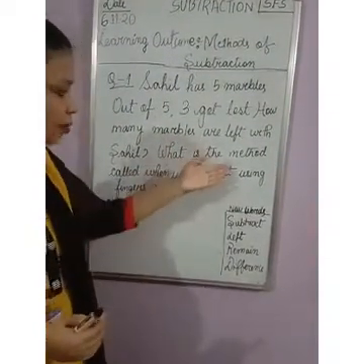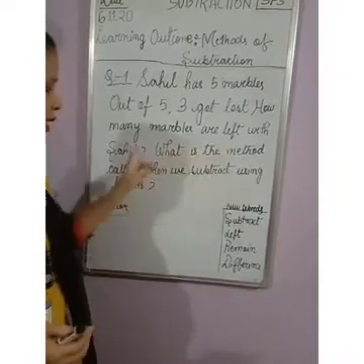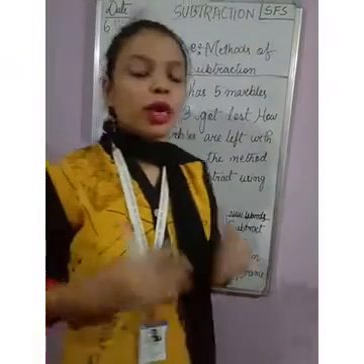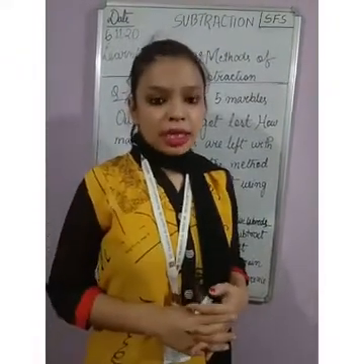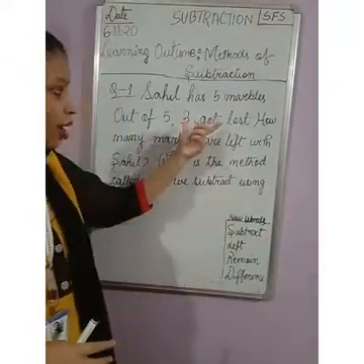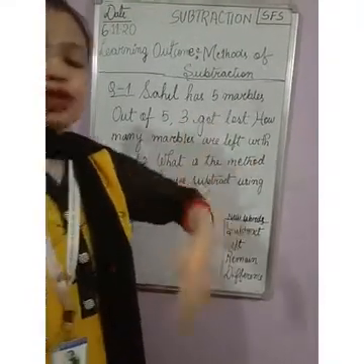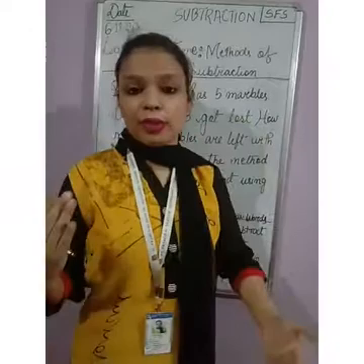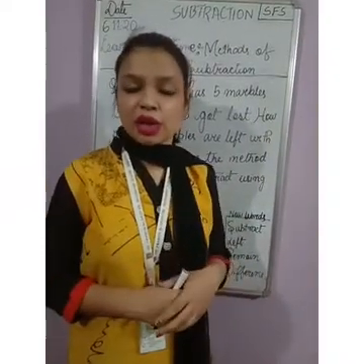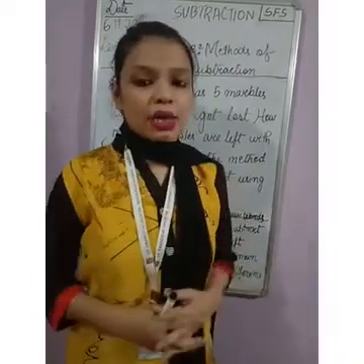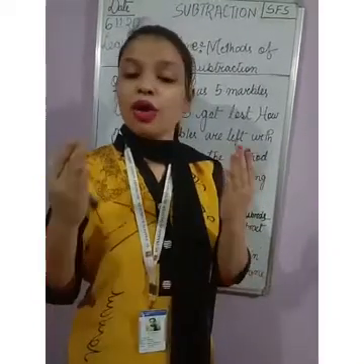Now there is a second part of the question. What is the method called when we subtract using fingers? So what is the method called? So this is a two-part question. First you have to find out how many marbles are left with Sahil after 3 got lost from 5. So you can do subtraction using your fingers. And the second part of the question is, what is the method called when you subtract using your fingers?